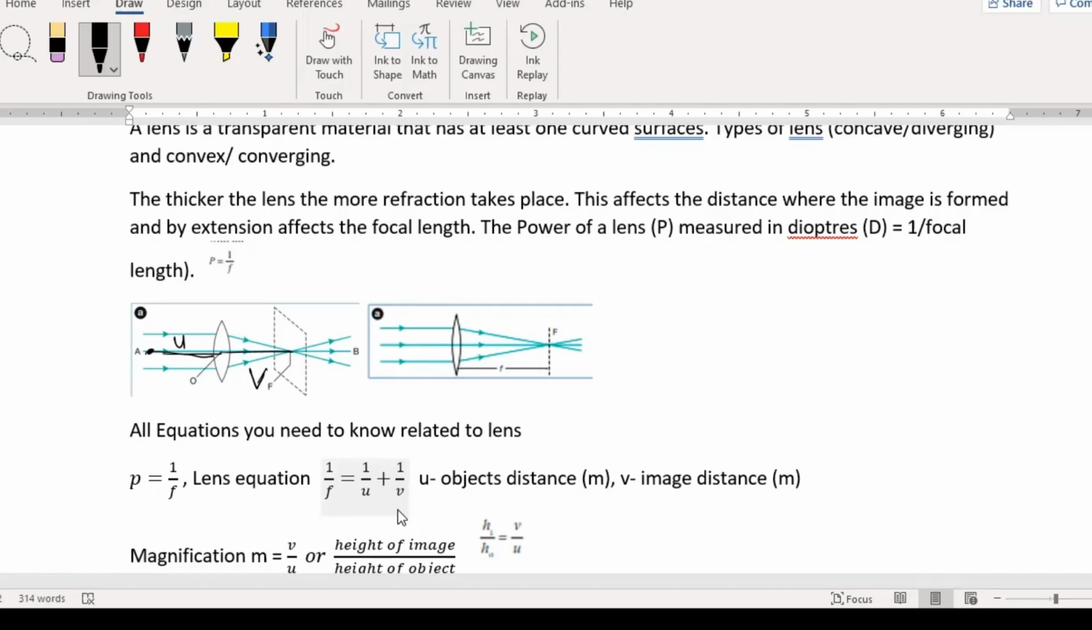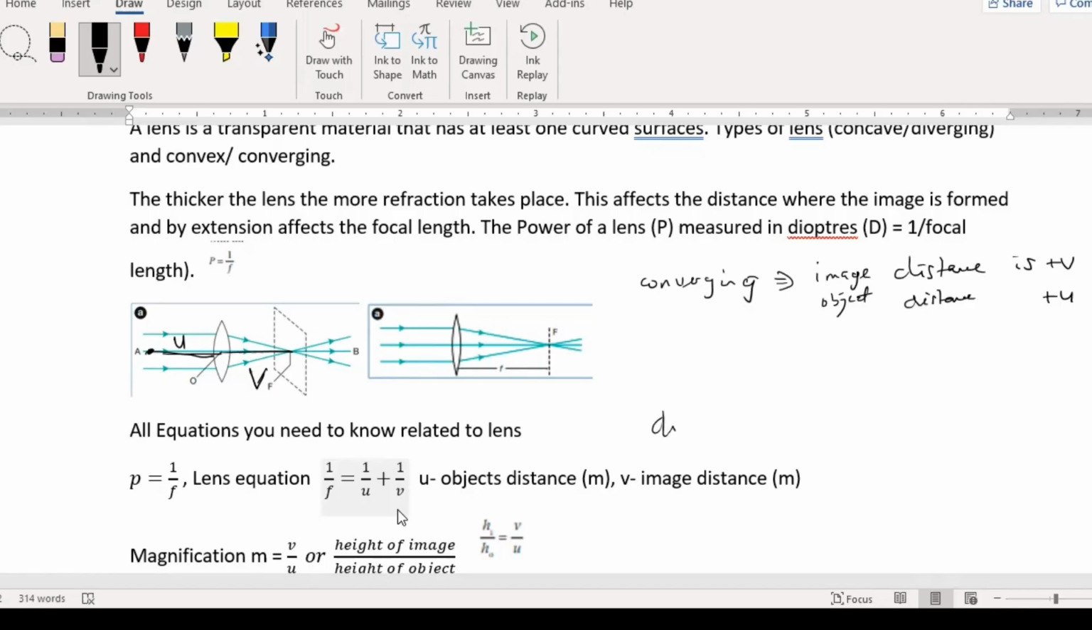I want to point this out to you, that when we're dealing with converging lens, we find that the image distance is always positive. So we're saying that V is always positive. Same thing as the object's distance. So the object's distance is always positive as well.